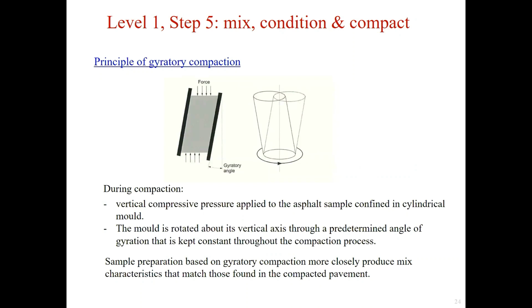During compaction, the mold is rotated relative to its vertical axis shown here through a constant gyration angle during the compaction process. So this is the gyratory or gyration angle here. So the vertical compressive pressure is applied to the asphalt sample within the mold. The produced samples have mixed characteristics very close to those found in the filled pavement.